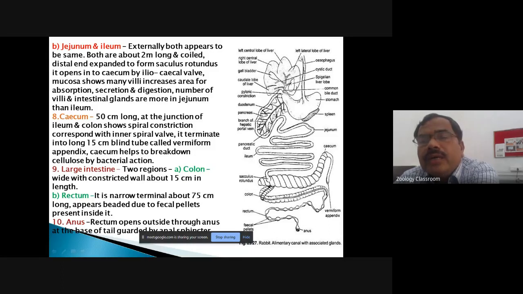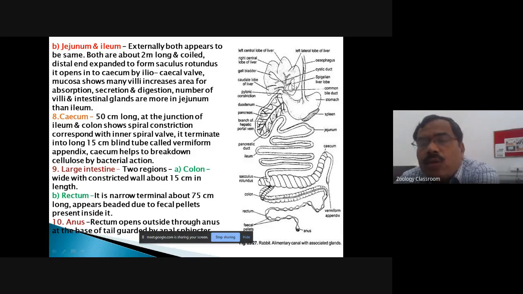This is the left lateral lobe. This is the left central lobe. So that is the division of the left lobe. This one is the right lobe of the liver. This is one division, the right central lobe. Again, the right lobe is further divided; this smaller lobe shown here is called the Spigelian liver lobe.